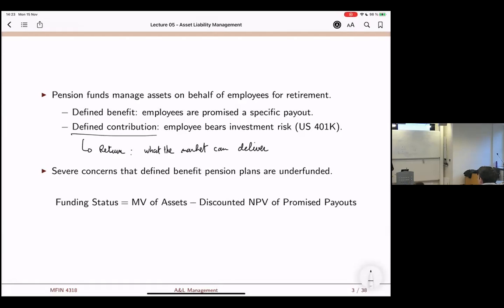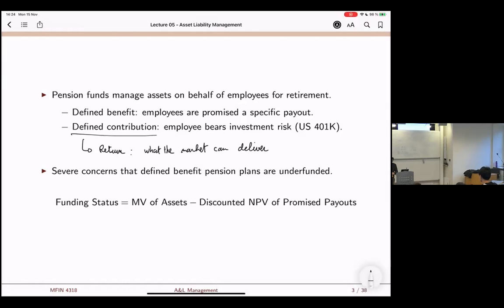So in that case, if the market goes up, you're going to get more. If the market goes down, you're going to get less. That's the main difference. If it's defined benefit, I tell you that I'm going to pay you $80,000 a year when you retire. This is what I have to pay. No matter whether the market goes up or down, I cannot, as a pension fund, tell you, look, I thought the market would go up, it didn't, so now I want to pay you less. The benefit is defined. With defined contribution, it's a bit the same as if you were investing directly in the market, you get what the market can deliver.